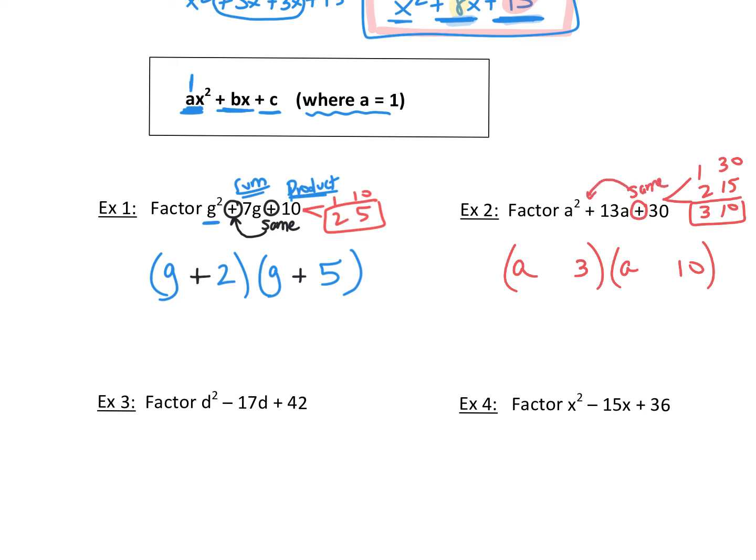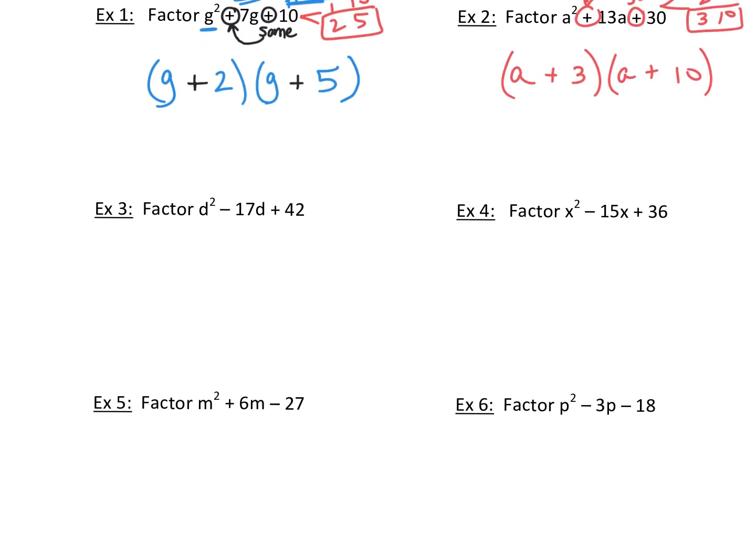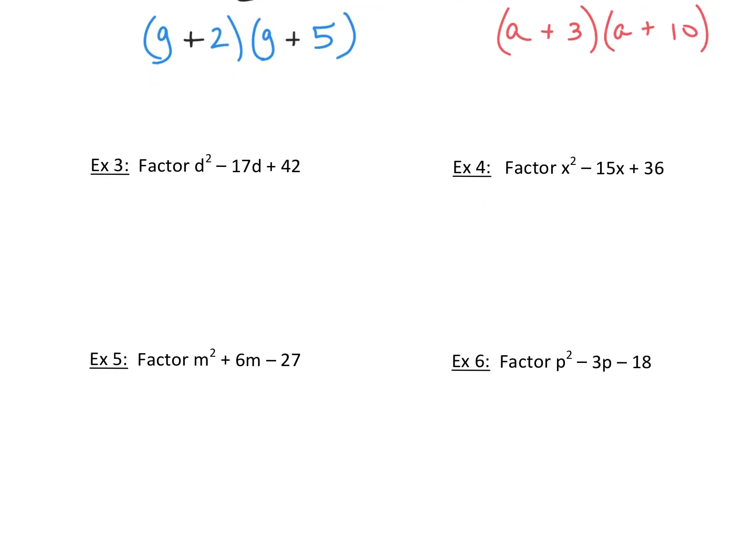And then I go to the middle. They're both positive. Positive, positive. So a plus 3 times a plus 10. If I were to FOIL that, I would get a squared plus 13a plus 30. Okay, now the examples are going to get slightly different. So example 3 now, I have d squared minus 17d plus 42.